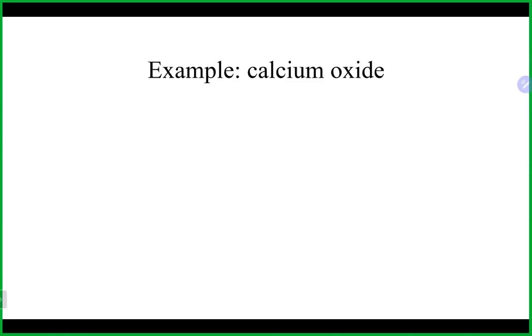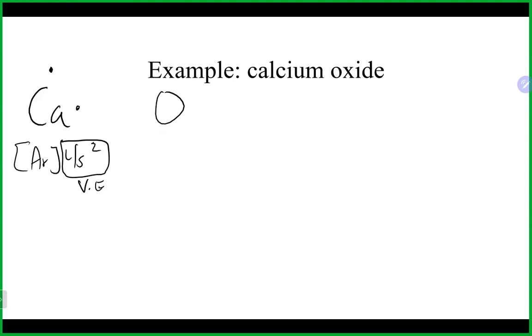Let's take a look at calcium oxide. If we look at calcium, calcium is group number 2. It has 2 valence electrons, and if we write the electron configuration for calcium, it is argon 4s2. Again, these 4s electrons here are valence electrons. Our oxygen is group 6, so 2, 4, 5, and 6 here. And it has an electron configuration of 1s2, 2s2, 2p4 in this case.